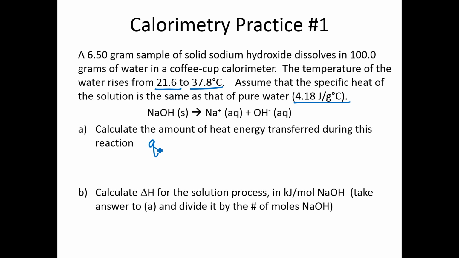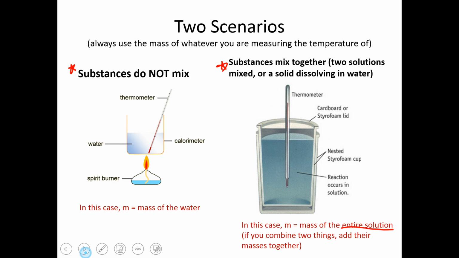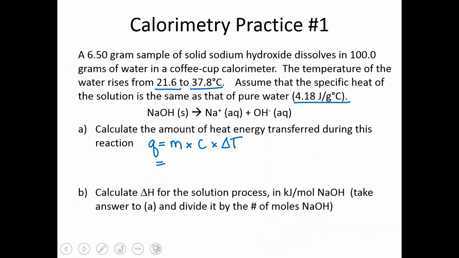So if we see that we've got some values about temperature change and we're asked to find energy, that's our clue that this is calorimetry and we should be using this equation right here. So remember, with the mass, you've got to ask yourself, is this scenario 1 where the things stay separate, or is it scenario 2 where the substances mix together? So I'm talking about these 2 scenarios here. And this example is scenario 2. The substances mix together. It tells us that the solid dissolves in the water. So our mass here that we should be using is our total mass.